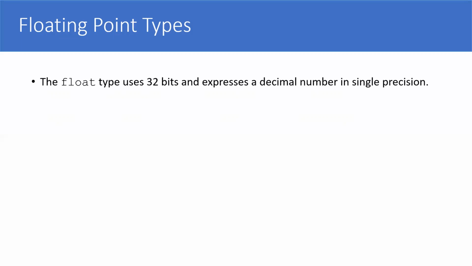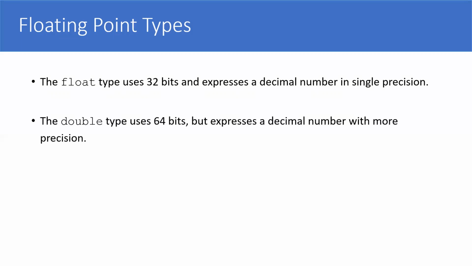We have the float type. It uses 32 bits and it expresses a decimal number in single precision. But then there's also the double type. It uses 64 bits, but what makes it different is that it has more precision. That could differ depending on the scenario you're using a float or double in. You may or may not care about precision, but we know we want to use a float if we want things to be rounded.